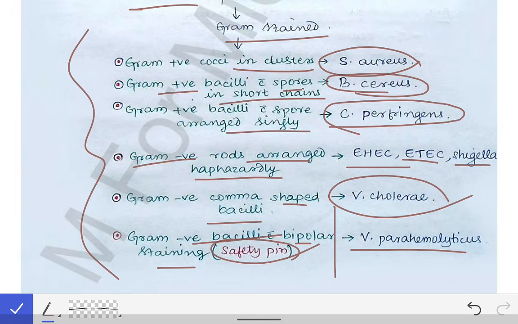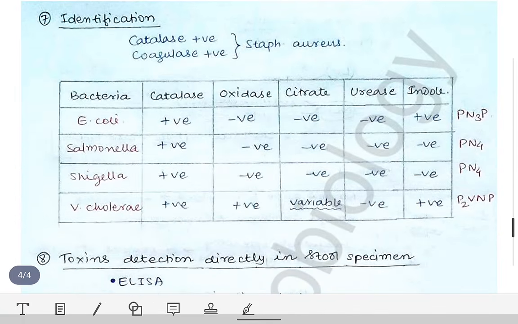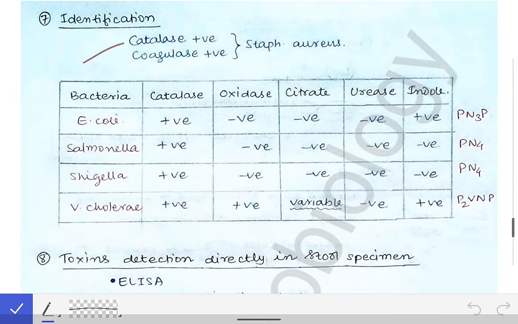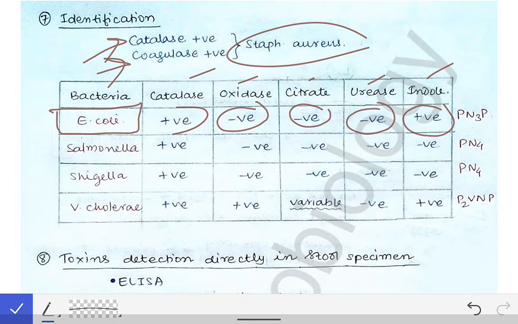Now for confirmation, we will have to do the biochemical tests. So the identification part starts with the catalase and the coagulase test. If both the catalase and coagulase come out positive, then we may think of Staph aureus. We will also have to do some other tests like the catalase, oxidase, citrate, urease, and the indole test. If the catalase test is positive and oxidase negative, citrate negative, urease negative, and indole again positive, then we have to think of E. coli. It may be EHEC or ETEC as the causative organism of the food poisoning.